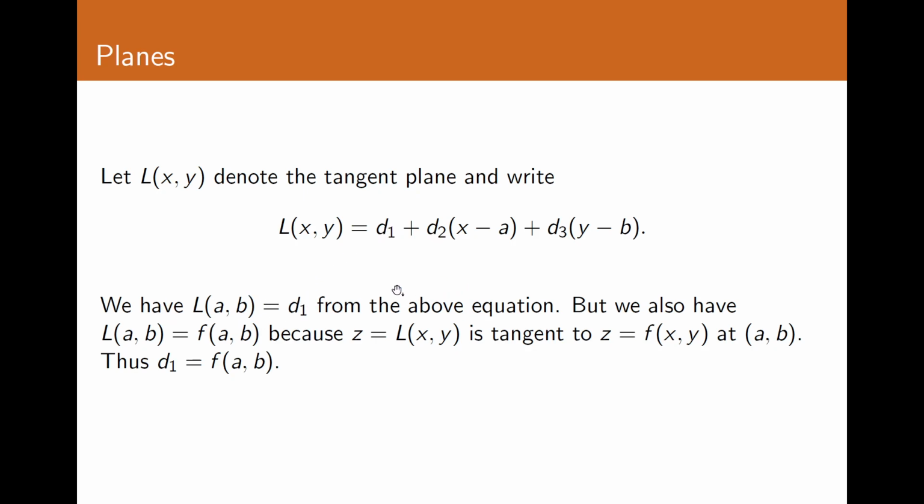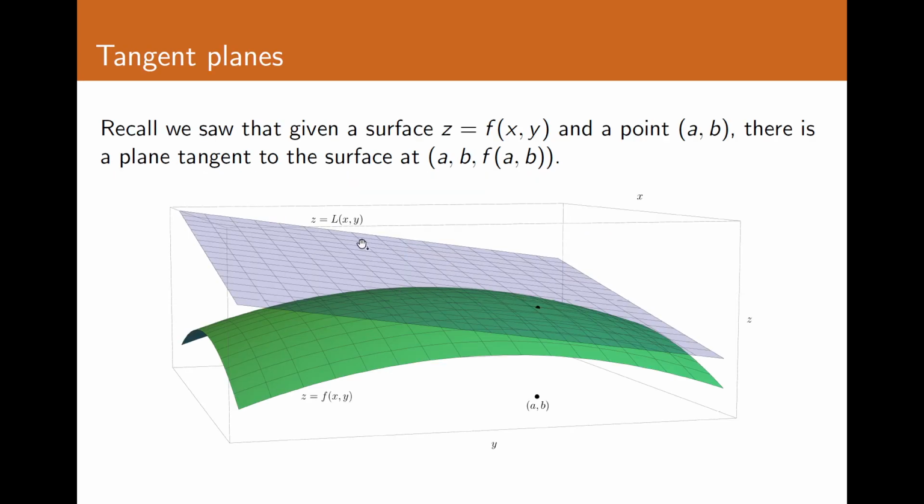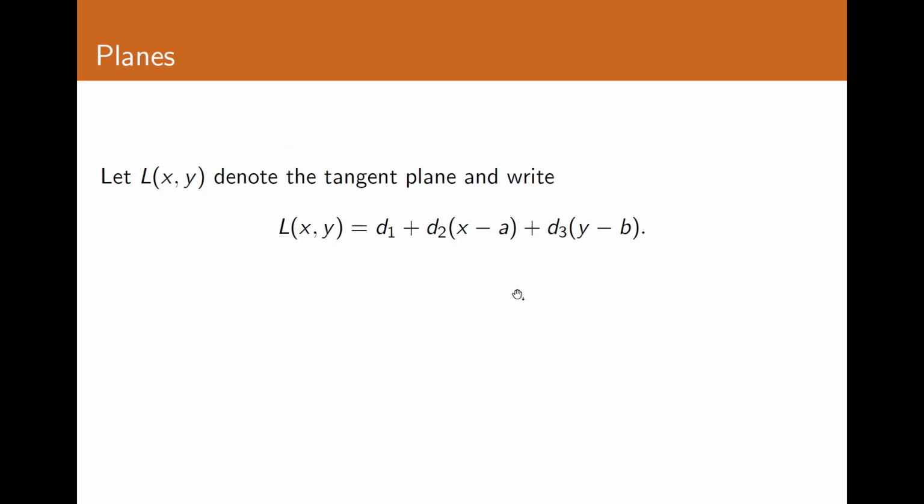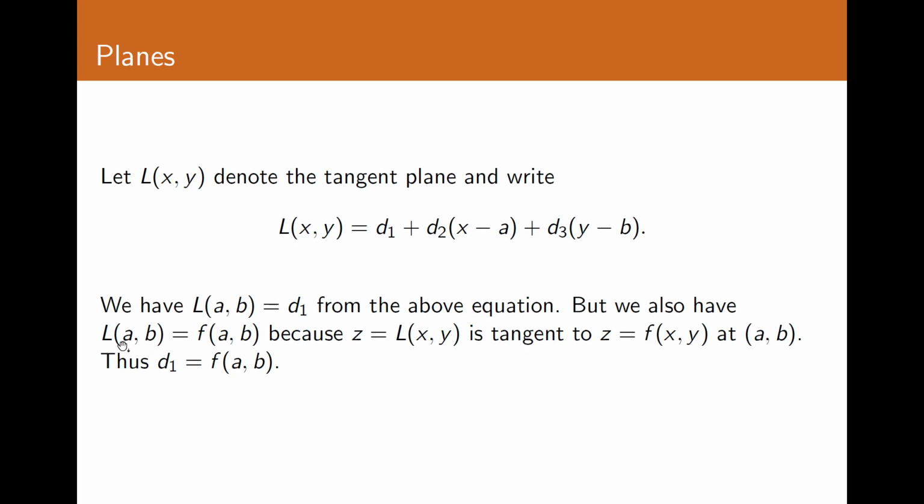On the other hand, though, we saw on our picture above that L of AB and F of AB have to be the same because they're tangent at that point, so they go through that same point. So we also have L of AB is equal to F of AB. So if it's equal to D1 and it's equal to F of AB, that tells us D1 is equal to F of AB. So we figured out this form here. That's the value F of AB.